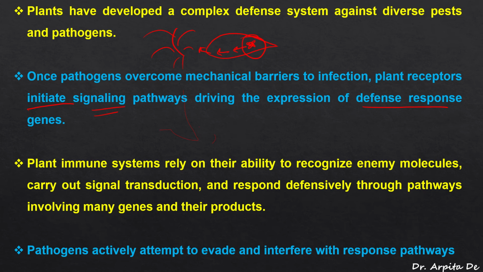Plant immune systems rely on their ability to recognize enemy molecules. And what are enemy molecules? Enemy molecules are those disease causing propagules. Okay, they are able to recognize these enemy molecules. They carry out signal transduction and respond defensively through pathways involving many genes and their products. Okay, pathogens actively attempt to evade and interfere with response pathways.